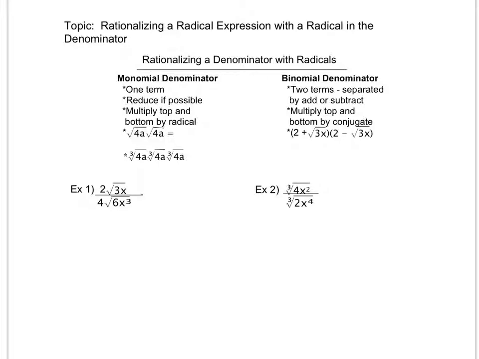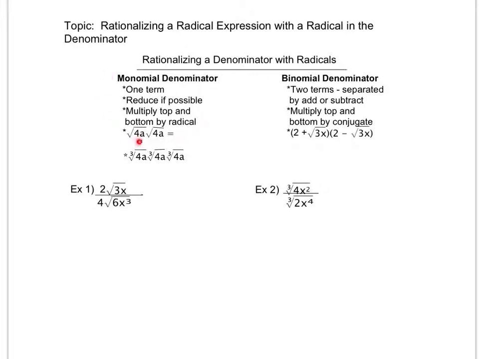When we worked with complex numbers, we said that we could either have a monomial denominator, in which case we would multiply top and bottom by i to get rid of that i, or a binomial denominator, in which case we multiply top and bottom by the conjugate to get rid of i. It's going to work exactly the same way with radicals.